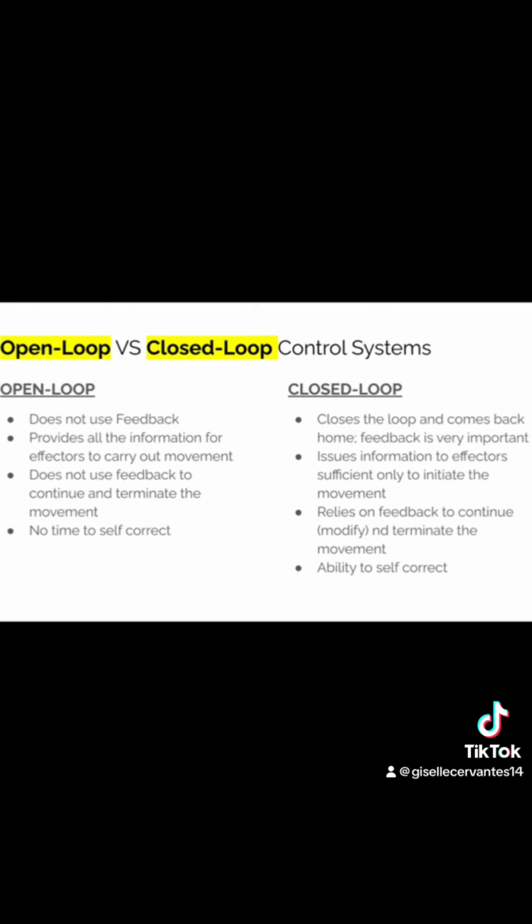While open loop does not use feedback to continue and terminate the movement, closed loop relies on feedback to continue, to modify and terminate the movement. Lastly, for open loop, there's no time for self-corrections, while for closed loop, there's ability to self-correct, therefore more accuracy.